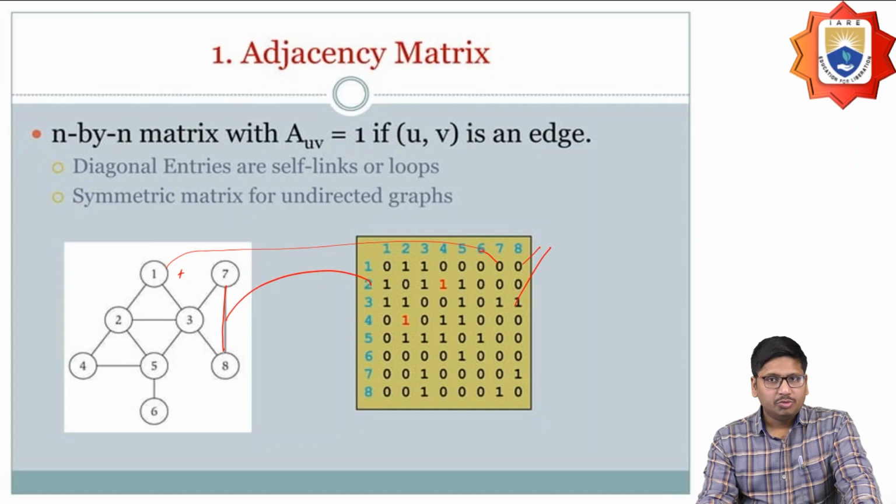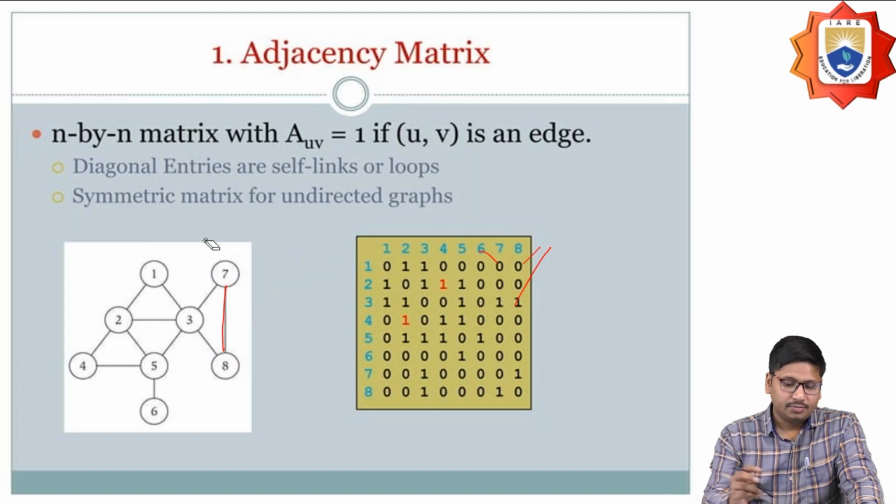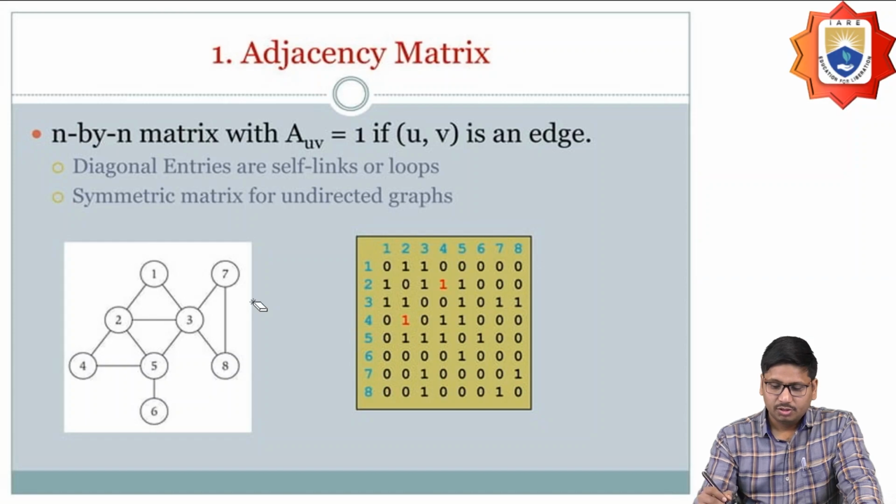When it comes to the incidence matrix, it is considered whenever a directed graph is involved. So let's take an example, simply A, B, C. So this is a simple graph.